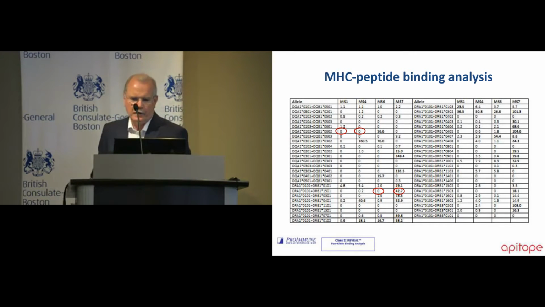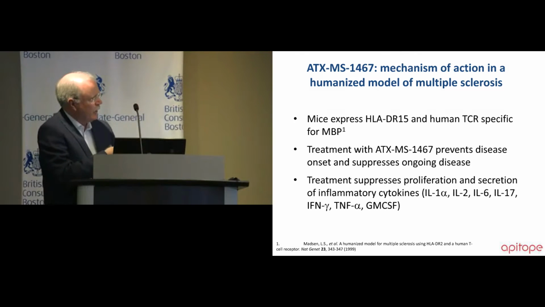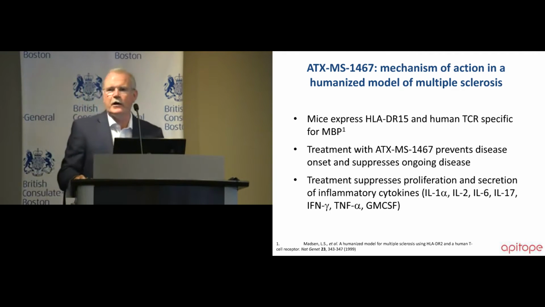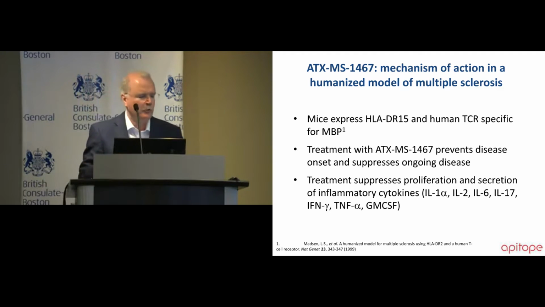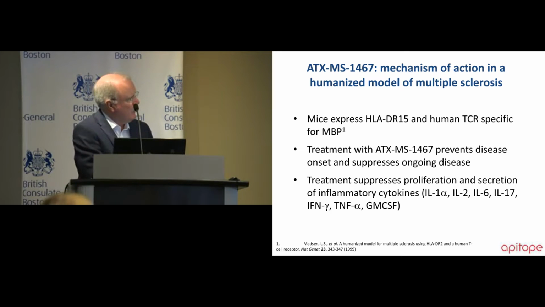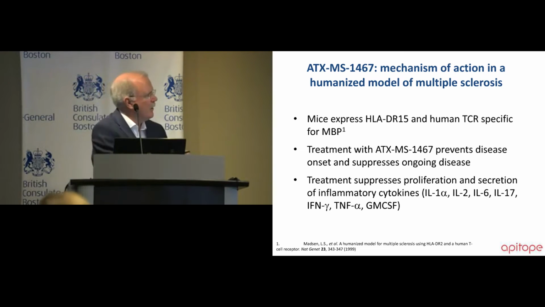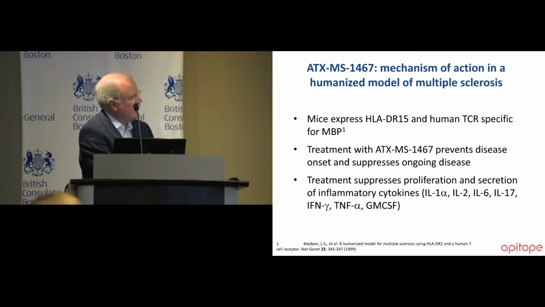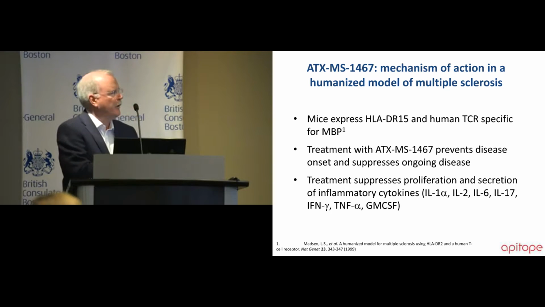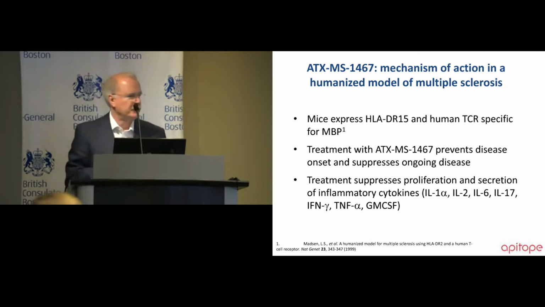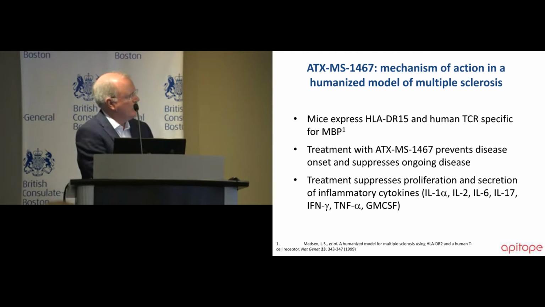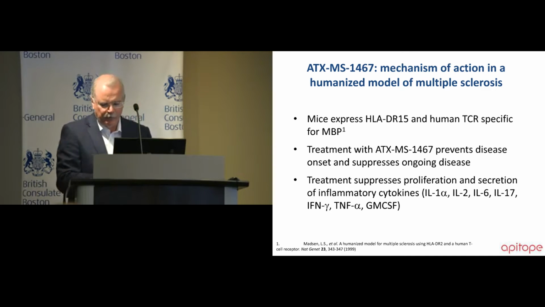So on to the important stuff, that is, does it work? We first wished to test this out in as many preclinical models as possible, and we thought the most relevant would be the model developed by Lars Fugger and colleagues in Oxford, or in Denmark and then Oxford. This mouse expresses HLA-DRB1*1501 and a human T-cell receptor specific for myelin basic protein. And if you treat with peptide, you reduce cell proliferation, and prevent or suppress interferon gamma, IL-17 and GM-CSF secretion.